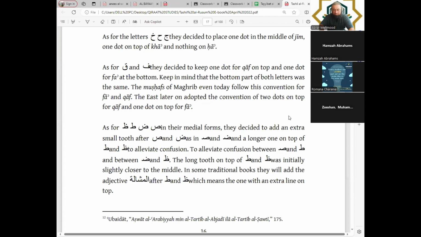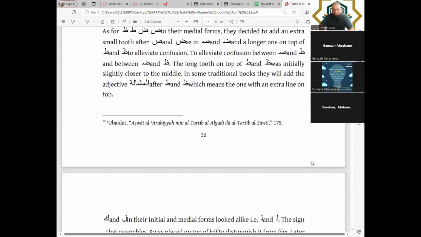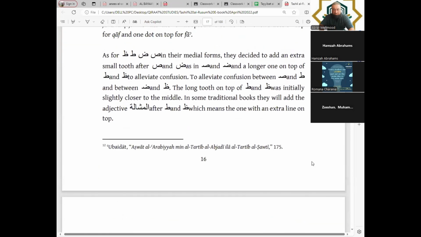Between Ta and Sad and between Da and Dad, the long tooth on top of Da and Ta was initially slightly closer to the middle. In some traditional books, they will add the adjective al-mushala after Da and Ta, which means the one with an extra line on top.